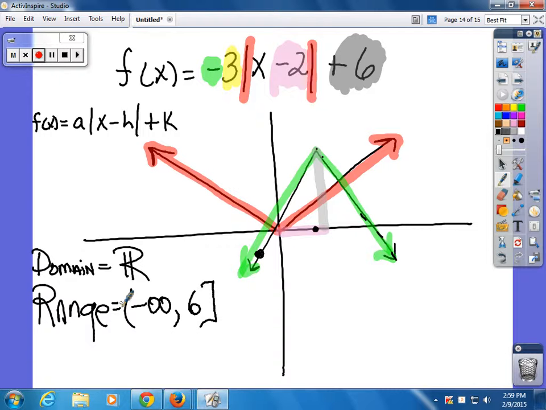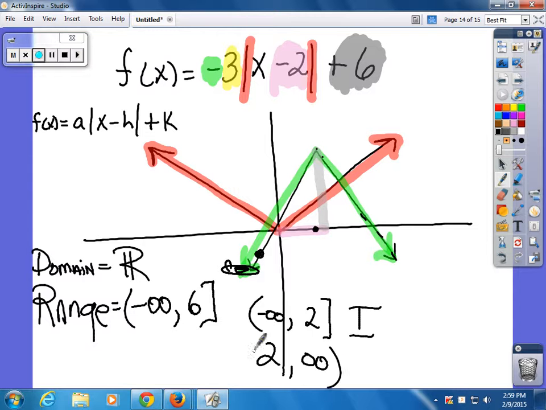Okay? All right? Increasing. Here's our plane. And as I go from left to right, what is my plane doing? From negative infinity to, what is this, 2? To 2. What is it doing? It's increasing. And from 2 to infinity, what's it going to be doing? Decreasing. And that's how you do it.